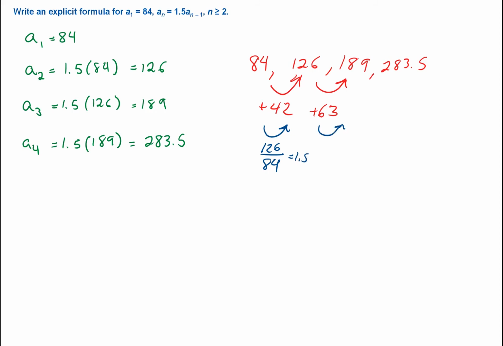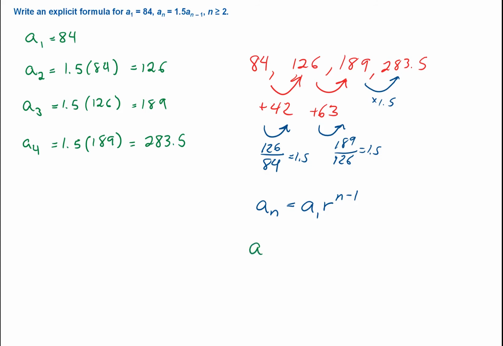All right, what about 126 to 189? Divide my terms, I get 1.5. Check this one. Once again, it's times 1.5. So it looks like I'm multiplying by 1.5 to get to the next one. That's a geometric sequence. Our rule for a geometric sequence is a sub n is equal to a sub 1 times r to the n minus 1 power, where r is that common ratio, how you get to each next term. Plug in what we know.